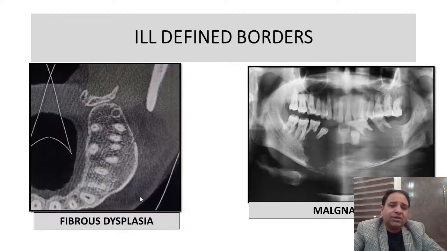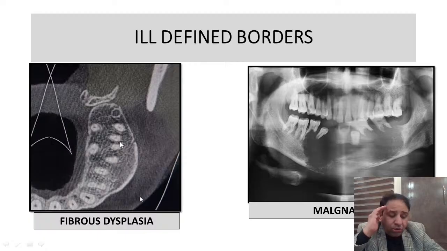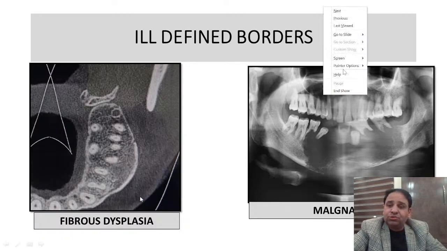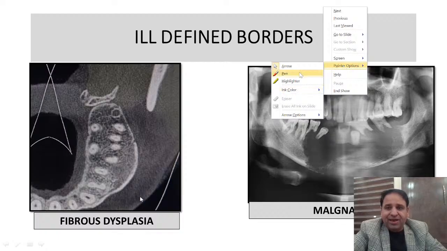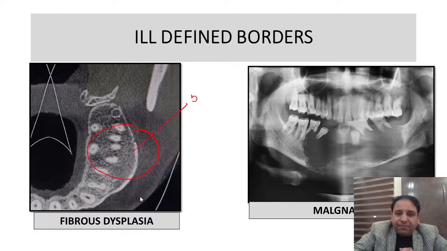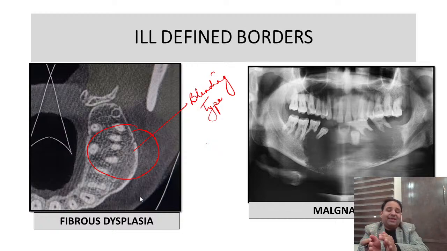Tell me what borders are present in fibrous dysplasia. You can see this picture, and just by seeing it, I'm sure you are going to tell me what borders are seen in fibrous dysplasia. Remember, students, when we talk about fibrous dysplasia, we usually get 5 MCQs. Firstly, the borders. The borders of fibrous dysplasia are blending type, where the normal and the abnormal bone blend with each other, right?